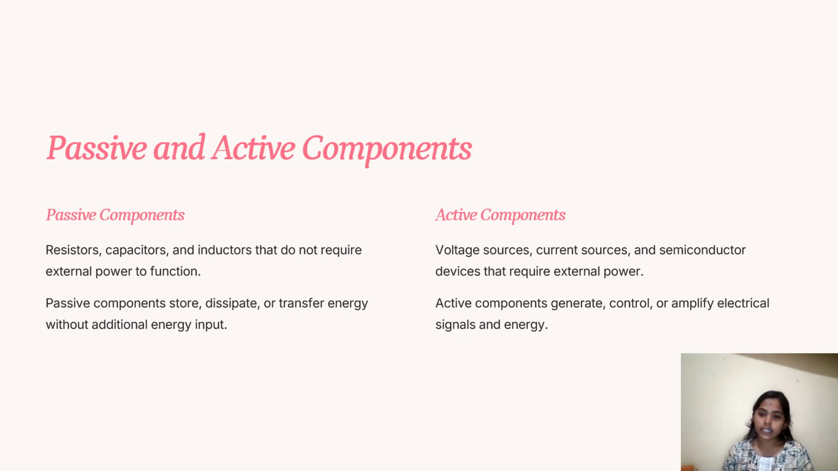Now let us learn about the difference between passive and active components. Passive components are resistors, capacitors, and inductors. Active components are voltage sources, current sources, and semiconductor devices. Passive components do not require any external power to function. Active components need external power to function. Passive components store, dissipate, or transfer energy without additional energy input. Active components generate, control, or amplify electrical signals and energy.